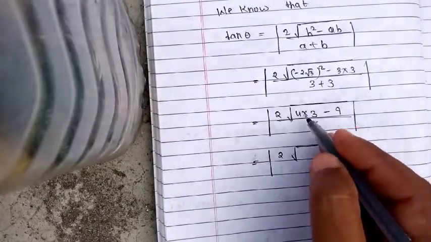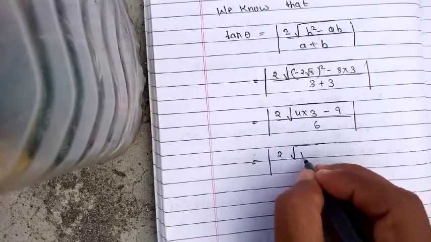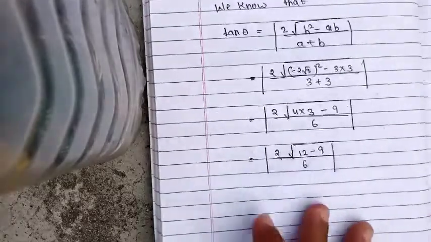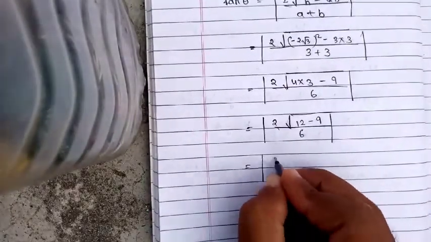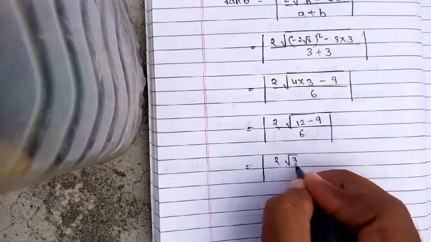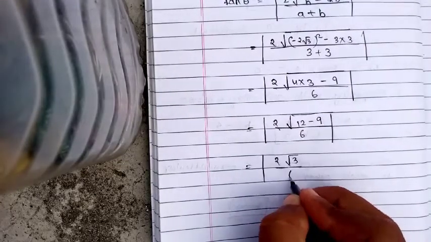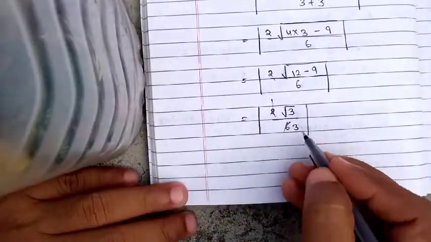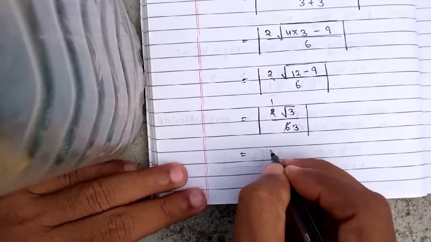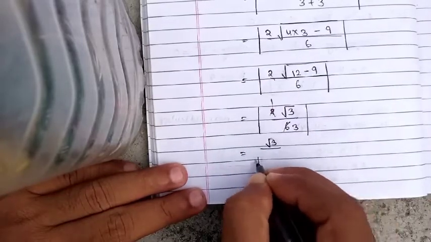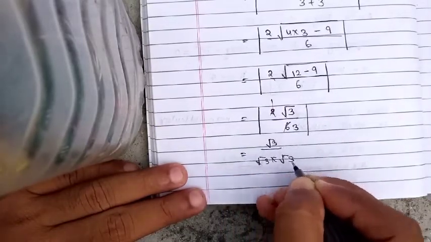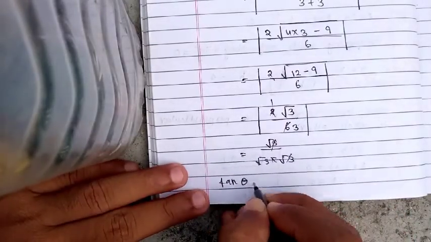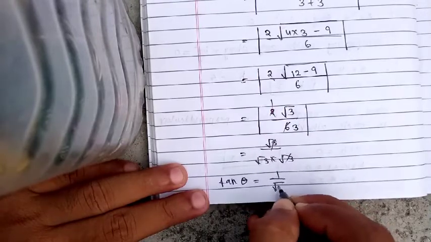12 minus 9 is 3. This you can solve: 2 root 3 upon 6. 2 ones are 3. Then you can write root 3 as root 3 into root 3, so root 3 upon root 3 into root 3. This will get cancelled, so finally we get tan theta is equal to 1 upon root 3.